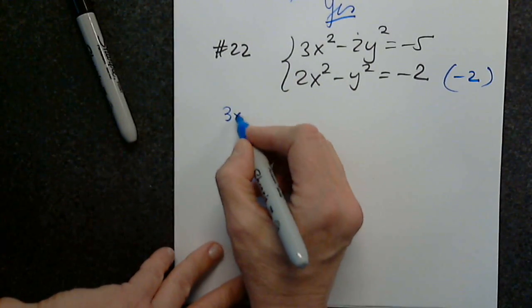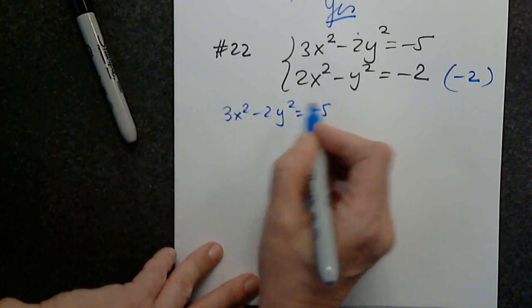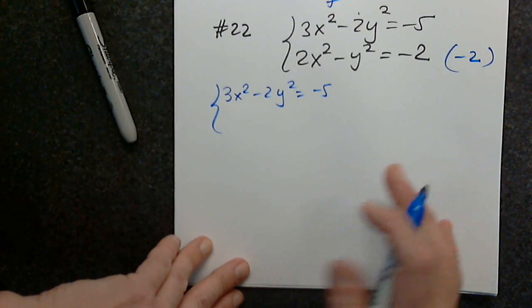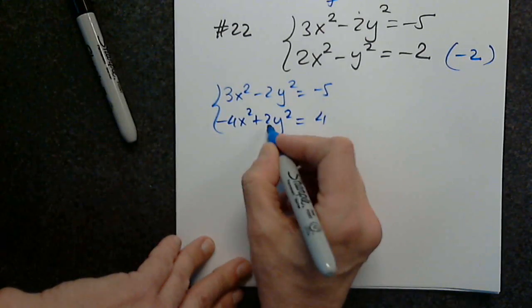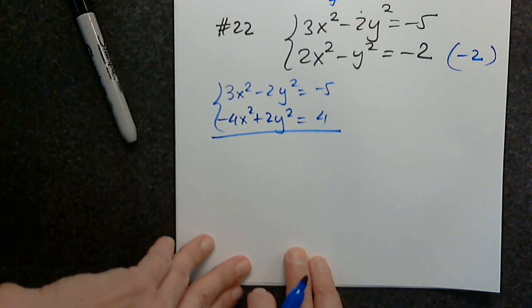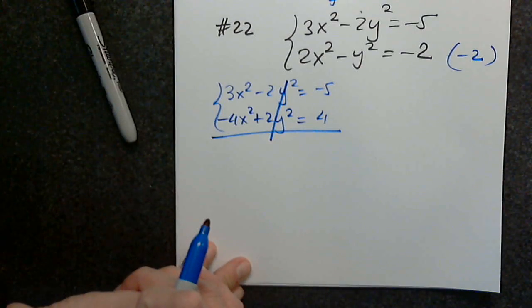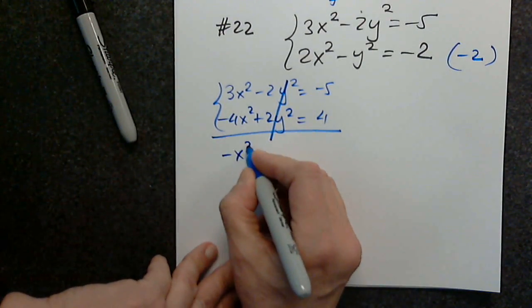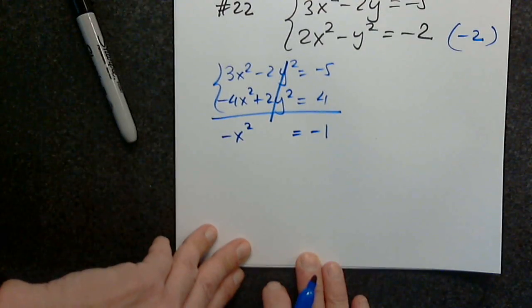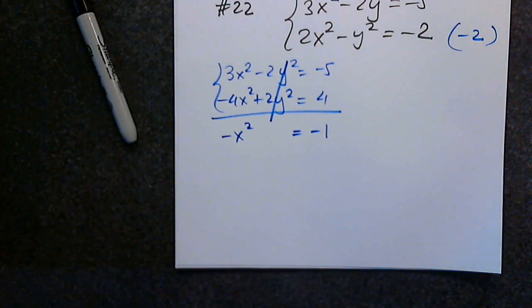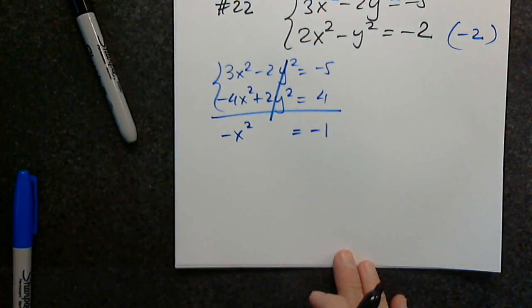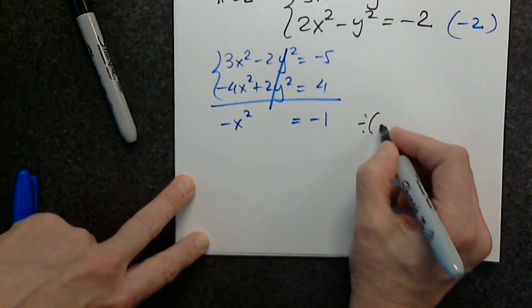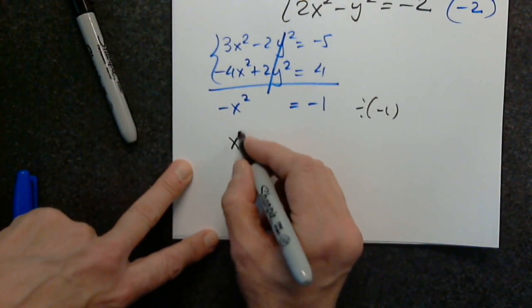So I copy the first equation, and I multiply the second equation by negative 2: negative 4x squared plus 2y squared equals 4. These two go away, as expected. Then we have negative x squared equals negative 1. I like it, but not before what? I don't like it just yet. What do I have to do to it? Always remember, simply, yes. Yes, divide or multiply by negative 1.